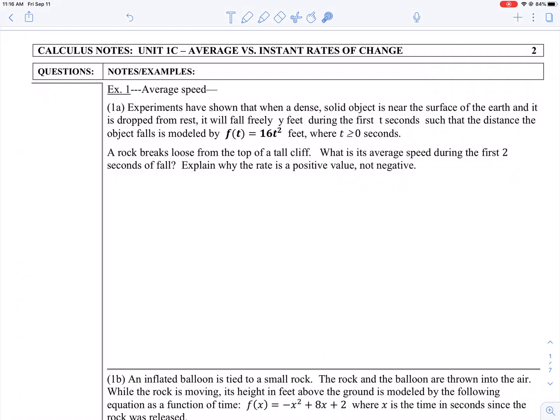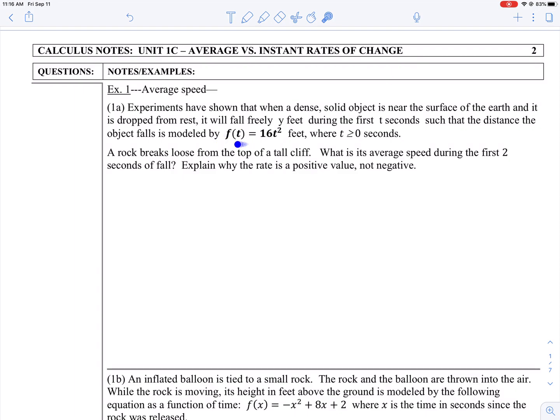Let's pay careful attention to some of the wording in this prompt. We're dealing with average speed. Experiments have shown that when a dense solid object near the surface of the earth is dropped from rest, it will fall freely y feet. So y is the variable that I want to use, during the first t seconds, such that the distance the object falls is modeled by f of t.